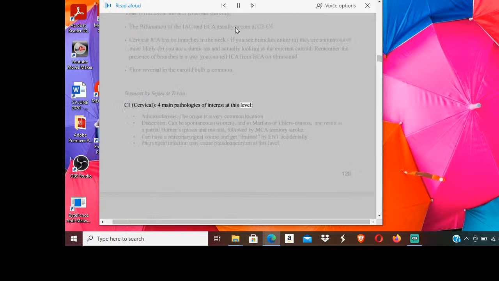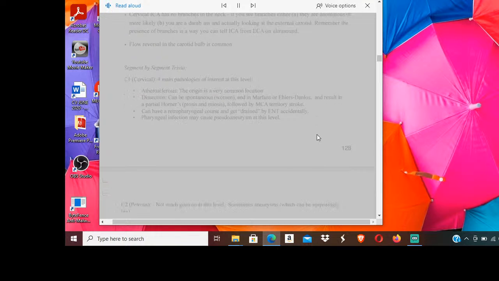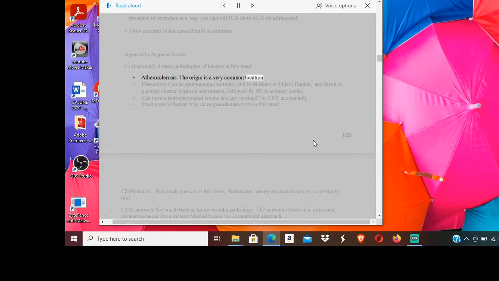Main pathologies of interest at this level. Atherosclerosis, the origin. Origin is a very common location. Dissection can be spontaneous, in women, and in Marfan's or Ehlers-Danlos, and result in a partial Horner's, ptosis and miosis, followed by MCA territory stroke. It can have a retropharyngeal course and get drained by ENT accidentally. Pharyngeal infection may cause pseudoaneurysm at this level.